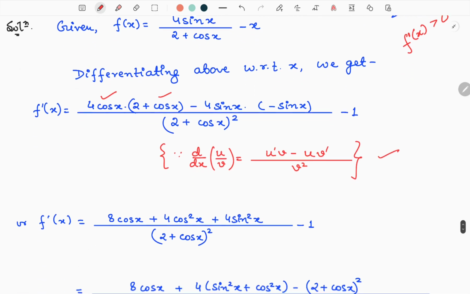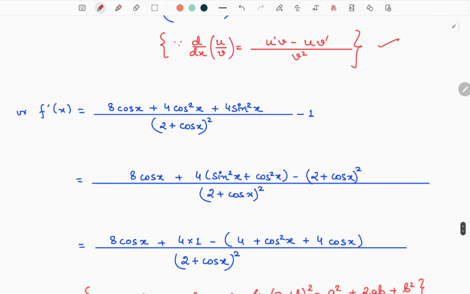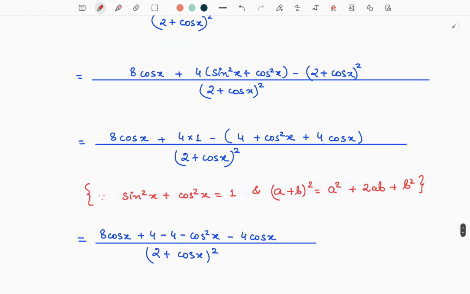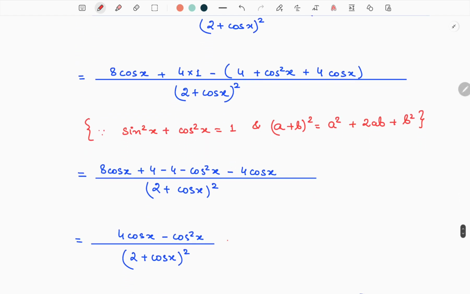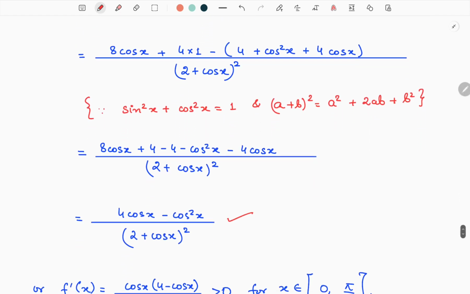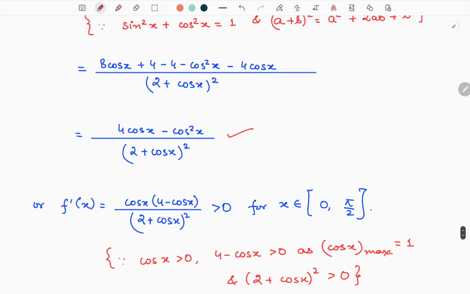If you simplify this expression, at last you will get 4 cos x minus cos square x upon 2 plus cos x whole square. Now take cos x common from here. You will find f dash x as cos x into 4 minus cos x upon 2 plus cos x whole square.